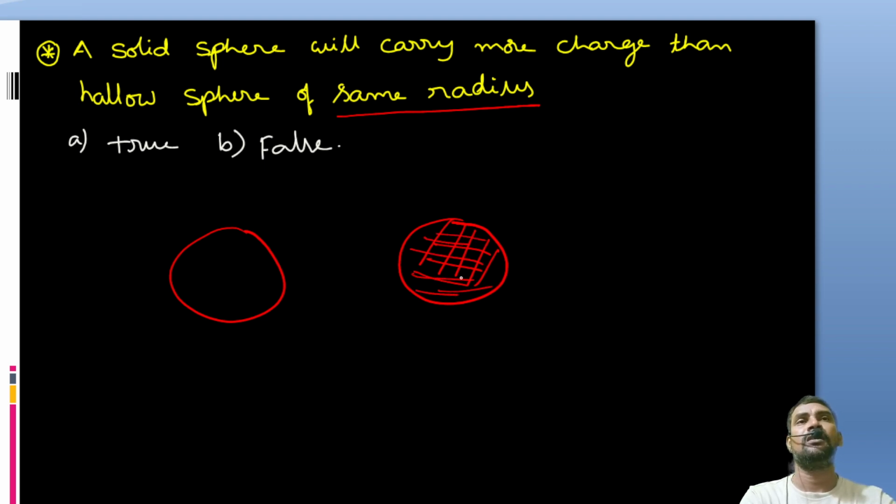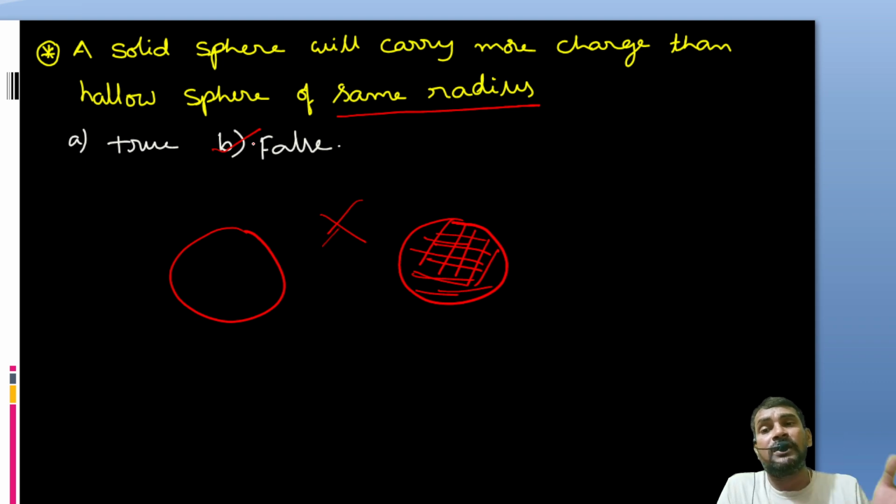Okay. Now he is saying the solid sphere will carry more charge. Charge on this solid sphere is more when compared to this hollow sphere. It will be false. That won't be correct. Why? Because the charge will be deposited on the surface, distributed on the surface of the body, not inside. So if both are of the same radius, then the surface area of the hollow sphere and the surface area of the solid sphere is the same. If the surface area is the same, the charge is also the same.